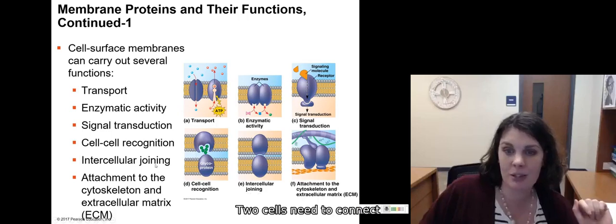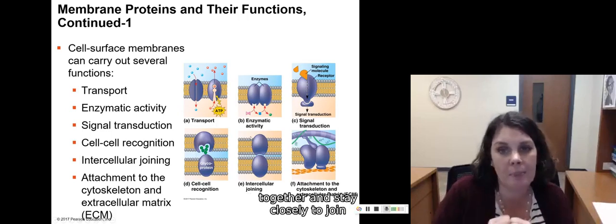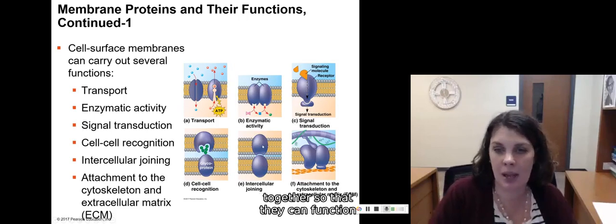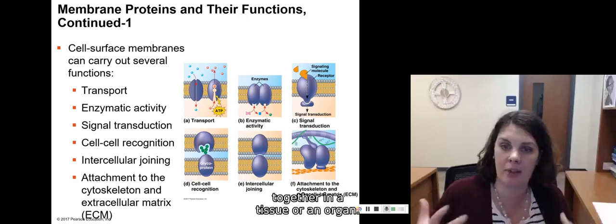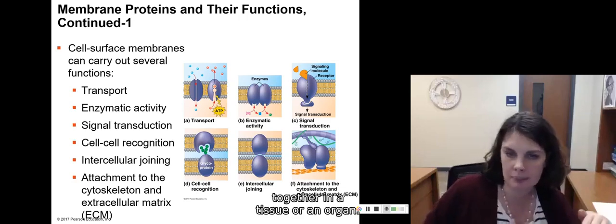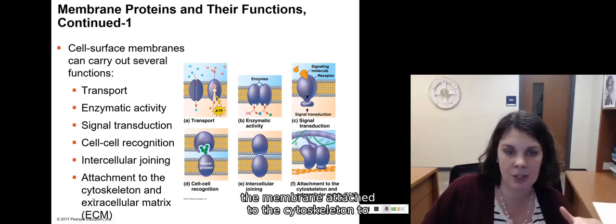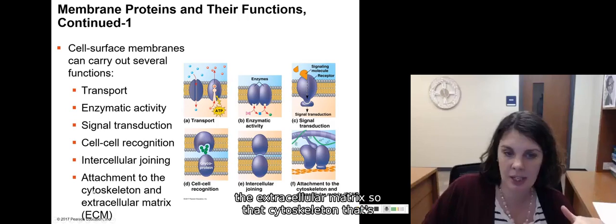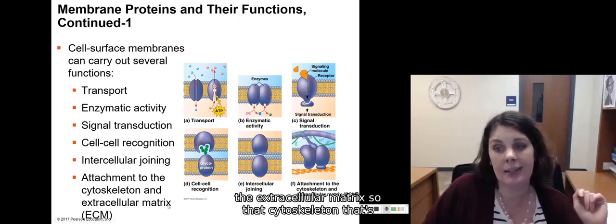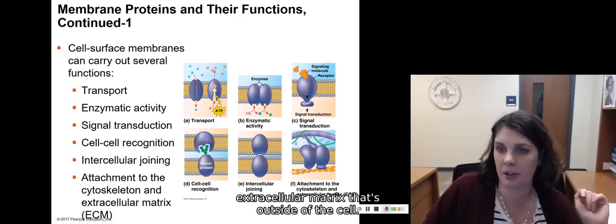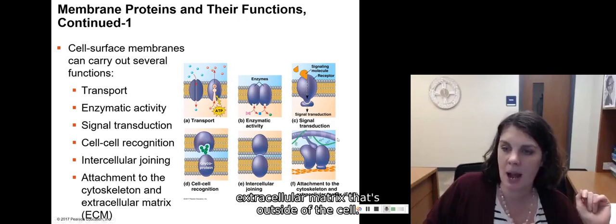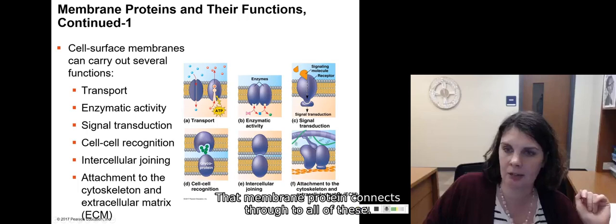Intercellular joining. It should be something like this. 2 cells need to connect together and stay closely joined together so that they can function together in a tissue or in an organ. And then there are membrane proteins that hold this membrane attached to the cytoskeleton and to the extracellular matrix. So that cytoskeleton that's inside the cell and the extracellular matrix that's outside of the cell, that membrane protein connects through to all of these.